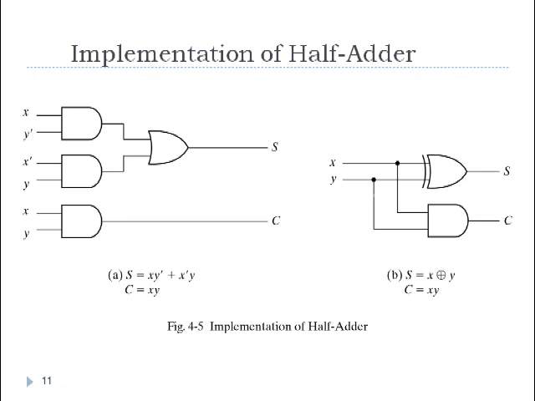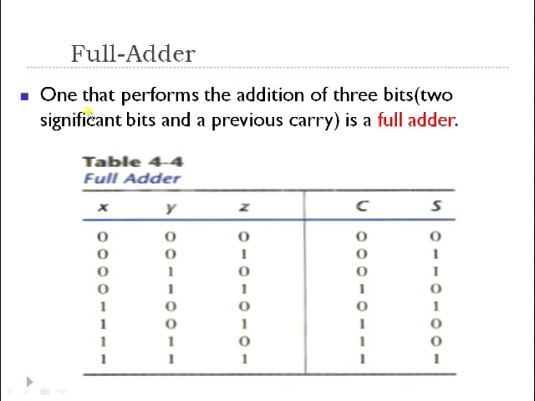Okay, now let us see what a full adder is. Why do we have to go for a full adder? If we want to perform addition between two 2-bit operands, or two operands which are holding more than 1 bit, then you have to go with a full adder. What is this full adder? One that performs the addition of 3 bits, 2 significant bits and a previous carry, is a full adder. So this full adder is mainly used for performing addition between 3 bits, where one of the bits is the previous carry and the remaining 2 bits are the operands.